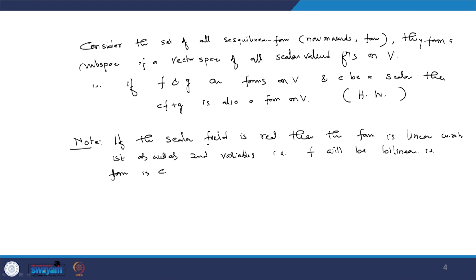Form is called a bilinear form. So, this is the general definition of forms over a vector space, but our interest is to understand the form over a finite dimensional inner product space.